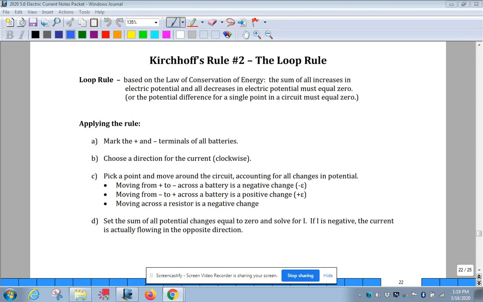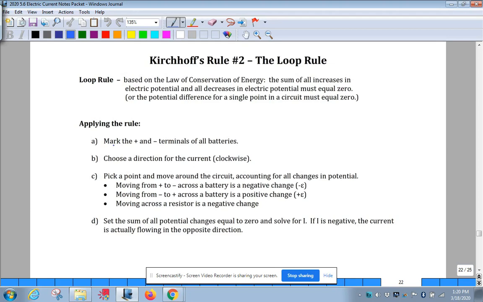You'll know you have to use the loop rule mostly if you see multiple batteries in a circuit, and that's one giveaway that we're looking at the loop rule because we've never seen more than one battery in a circuit before. So here are some of the rules.